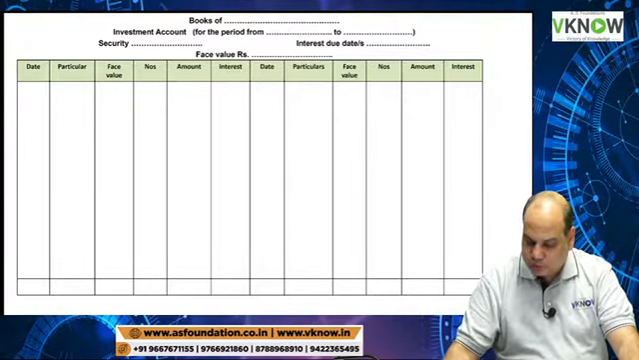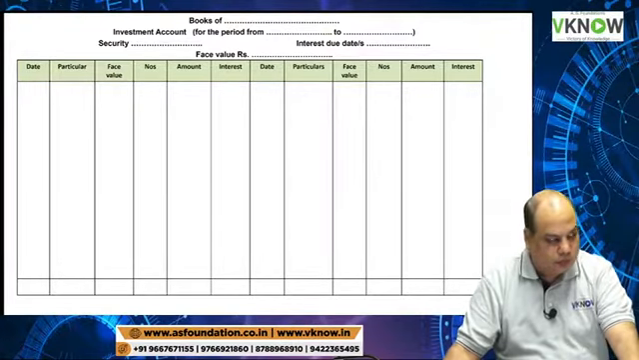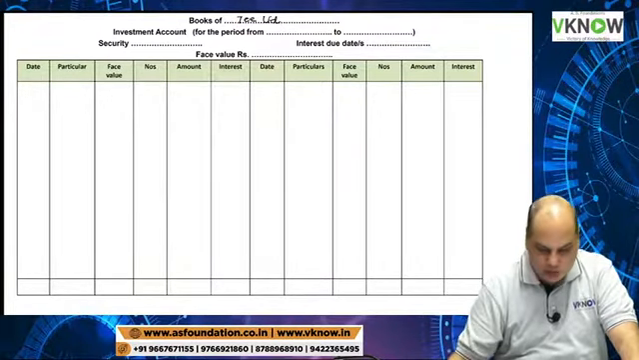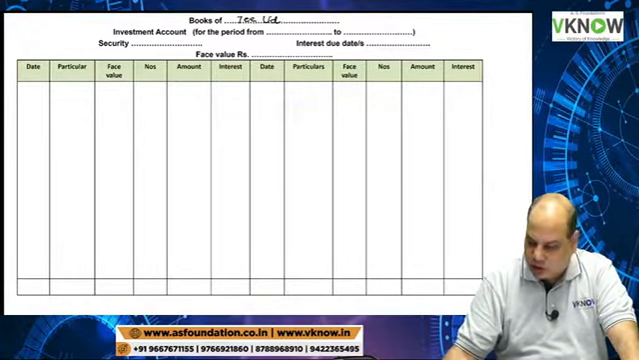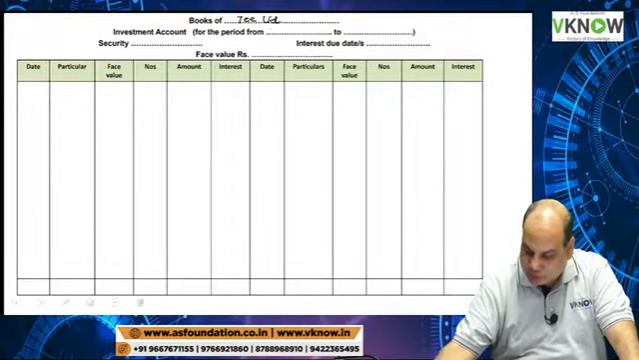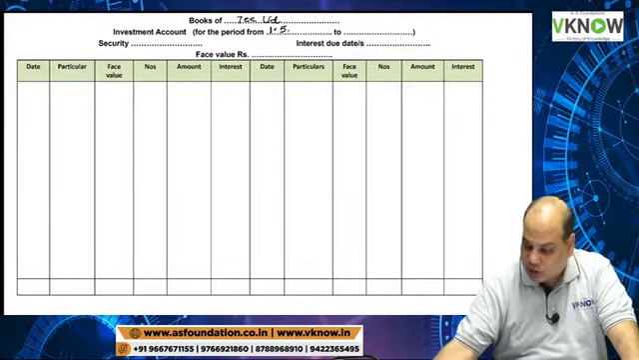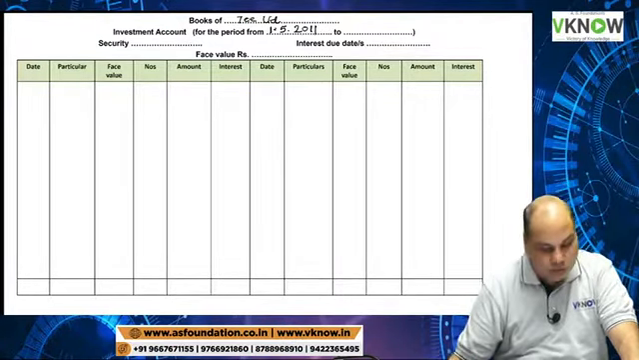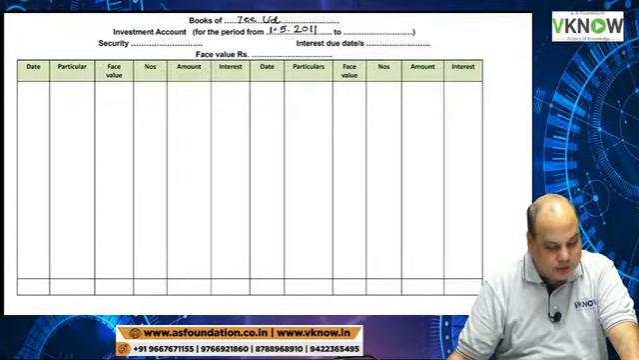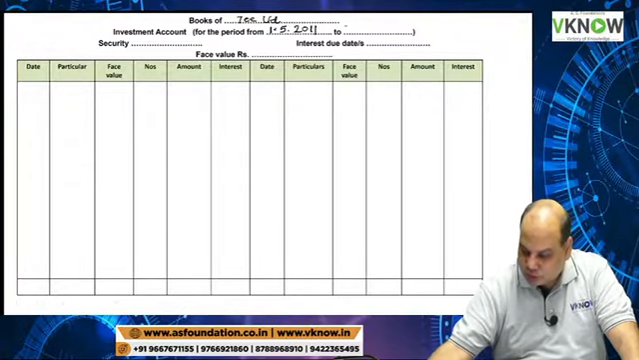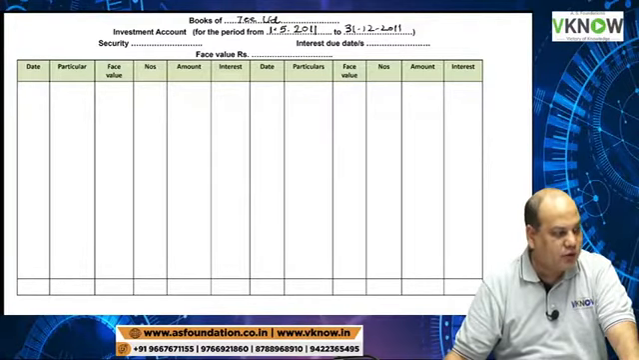Books of T Limited. Investment account. This investment was purchased on 1st May, so I will start from 1st May only. My accounting will start when I purchase on 1st May, and the year ending date in this question is 31st December 2011, because there is no opening balance.